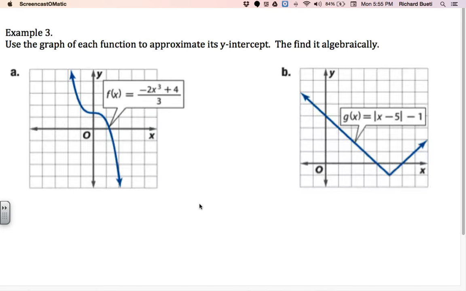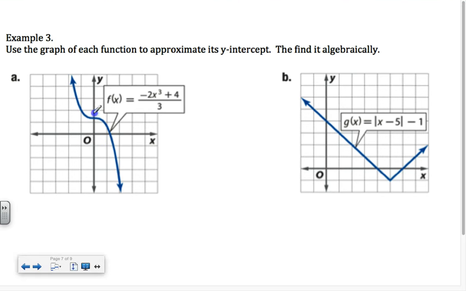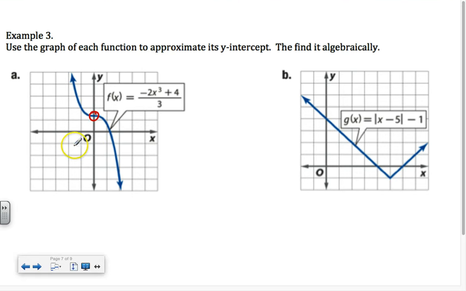We're going to use the graph of each function to approximate its y-intercept, and then we're going to find it algebraically. If I look at the first graph, I can assume that the scale goes up by 1. To find its y-intercept, I look where it crosses the y-axis right here, and that looks to me like around 1 1/3. So the y-intercept is approximately 1 1/3.